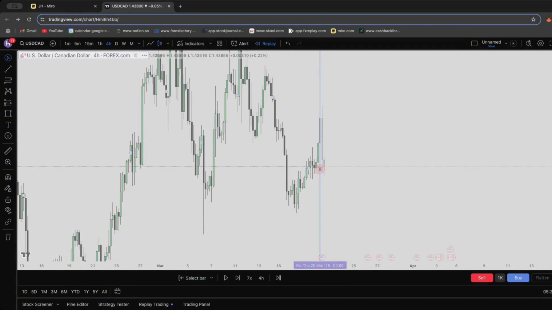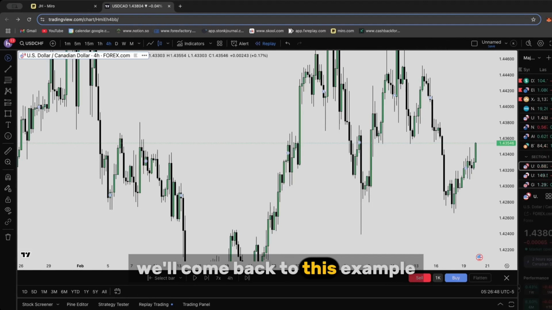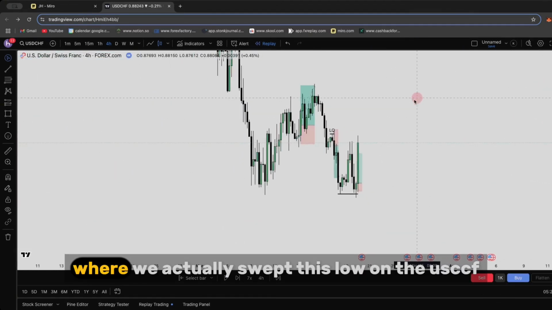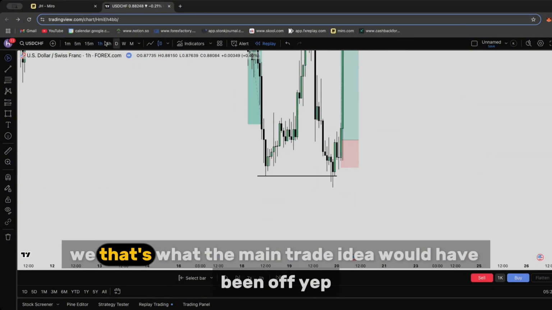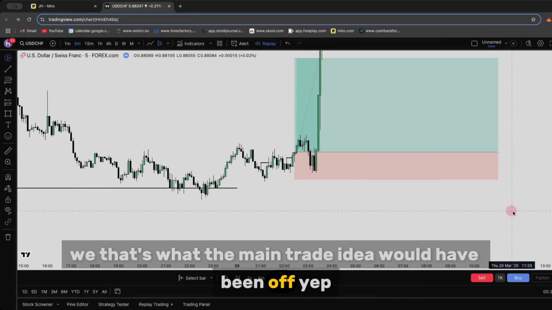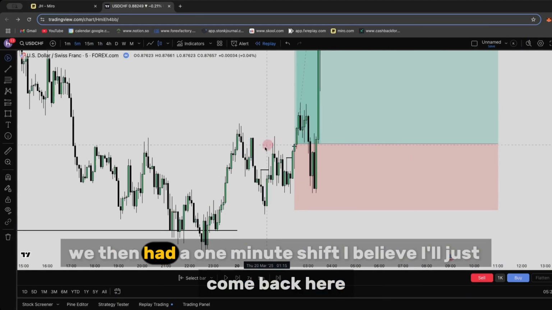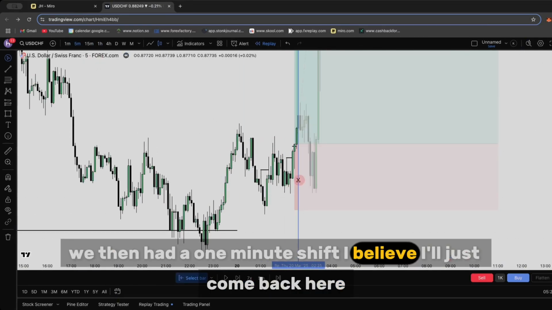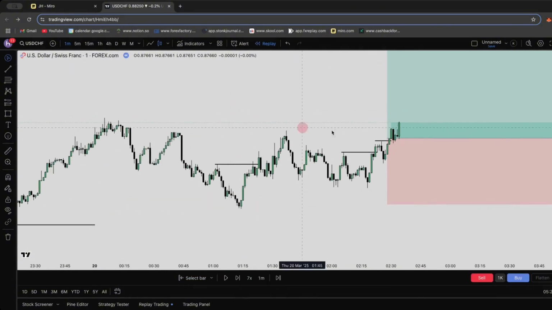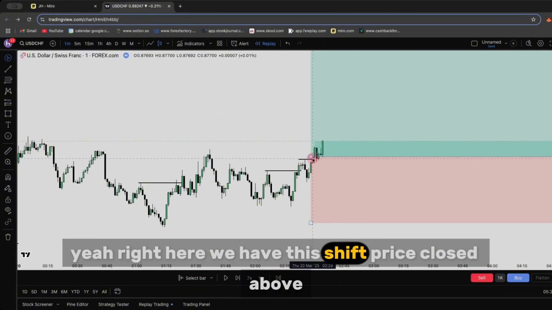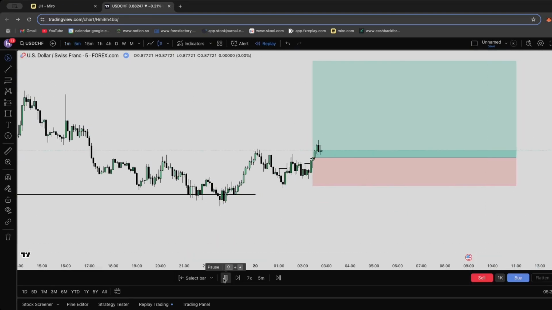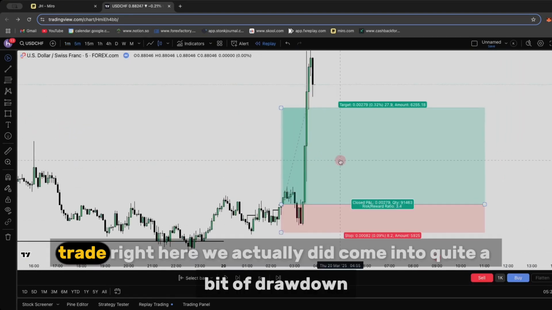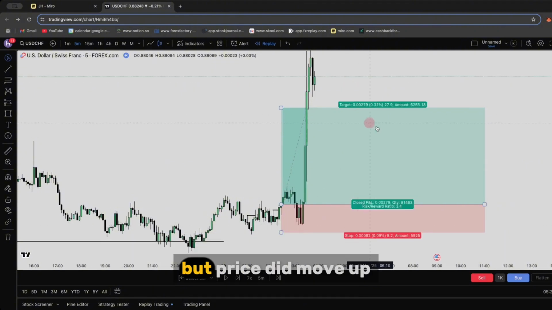So we'll come back to this example, where we actually swept this low on USD CHF and had a very nice grab. That's what the main trade idea would have been off. We then had a 1 minute shift, I believe. Right here, we had this shift. Price closed above, I would have entered here, and we had a beautiful trade right here. We did come into quite a bit of drawdown, but price did move up.